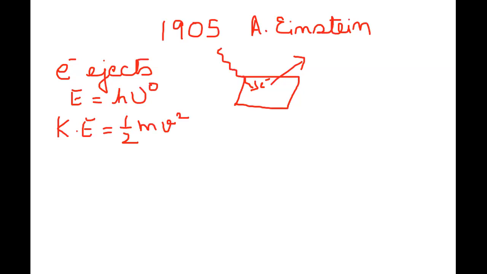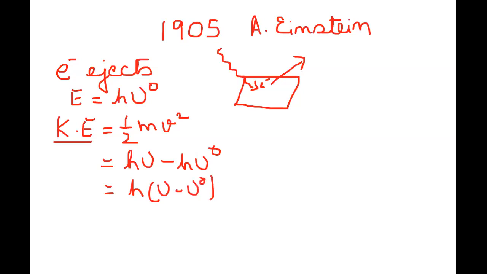Okay, now we said that the kinetic energy imparted to the ejected electron will equal h nu. This is the frequency, h into nu, and this nu is greater than the threshold frequency. So I can subtract h nu naught from h nu, and this will equal the kinetic energy, or I can write this as h into nu minus nu naught. Now this is called the work function.